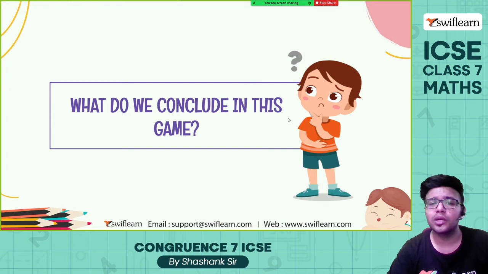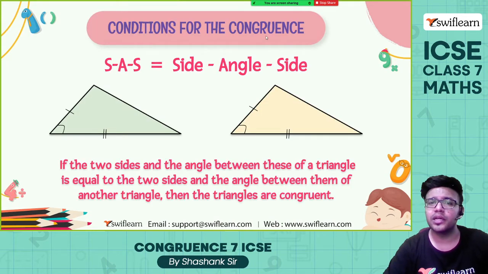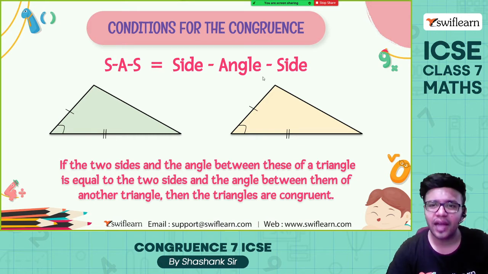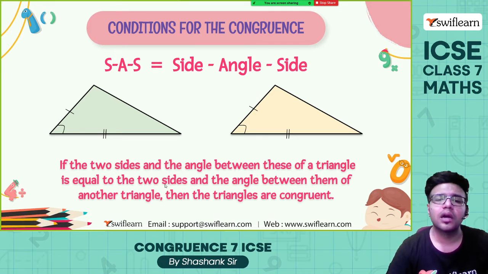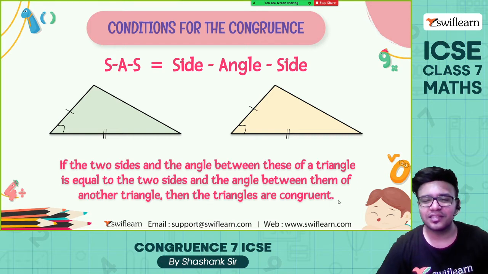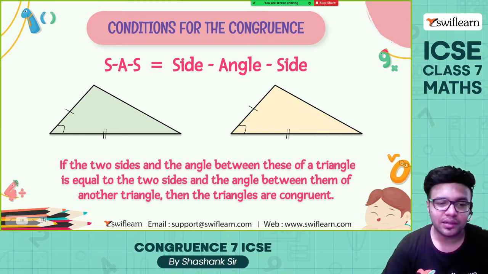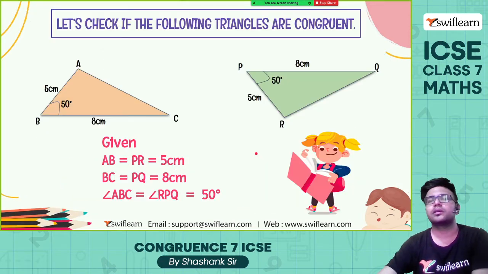Now, what do we conclude in this game? So the condition for congruence, SAS rule, which I told you, stands for side angle side. If two sides and the angle between these two sides of a triangle are equal to the two sides and the angle between them of another triangle, then the triangles are congruent.